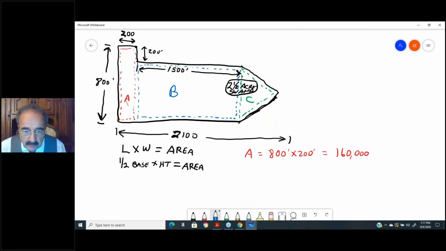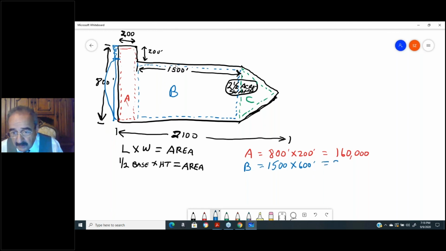Section B is going to be 1,500 feet by 600 feet. And where did I get 600? There's no 600 in here. See, it's 800 feet from here to here, but it's 200 feet from here to here. So this area here has to be 600 feet. You follow me on that one? Which will give me 900,000 square feet.